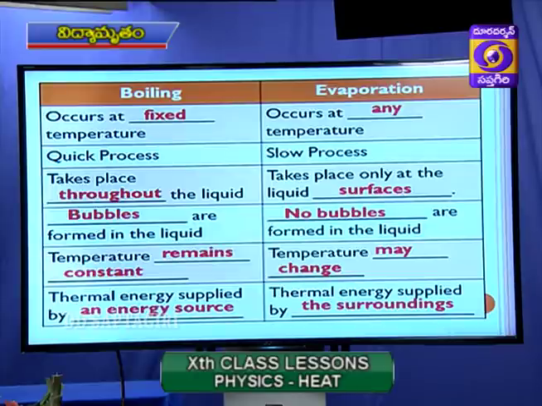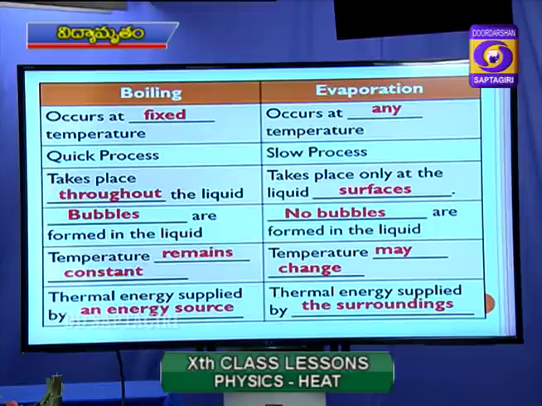In boiling the temperature remains constant, because this is the change of state at the boiling point. For water it is 100 degrees centigrade, that means 100 plus 273. If they ask you the boiling point of water in Kelvin, then 373 also you have to write. Okay? In boiling the temperature remains constant, whereas in evaporation the temperature may change. In boiling the thermal energy is supplied by an energy source, in evaporation the thermal energy is supplied by the surroundings. From the surroundings only it will take the energy during evaporation.